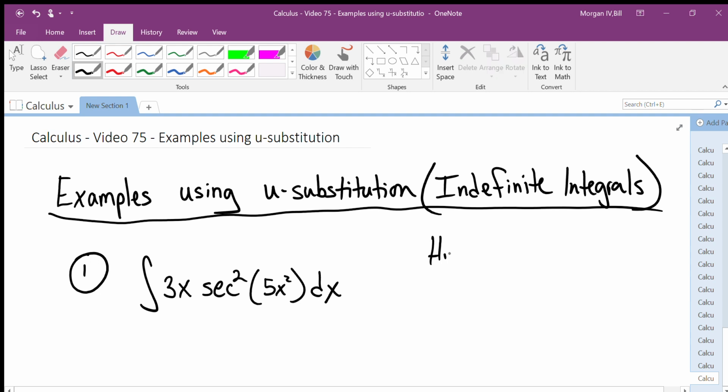If I ever see a trig function, in this case secant squared of 5x squared, if it's ever a secant squared of anything other than just x, then 99% of the time I'm letting u equal whatever that trig function is of. In this case, I'm letting u equal 5x squared. I'm not even really going to look anywhere else except for, oh, it's secant squared of something besides x, therefore u must be 5x squared.